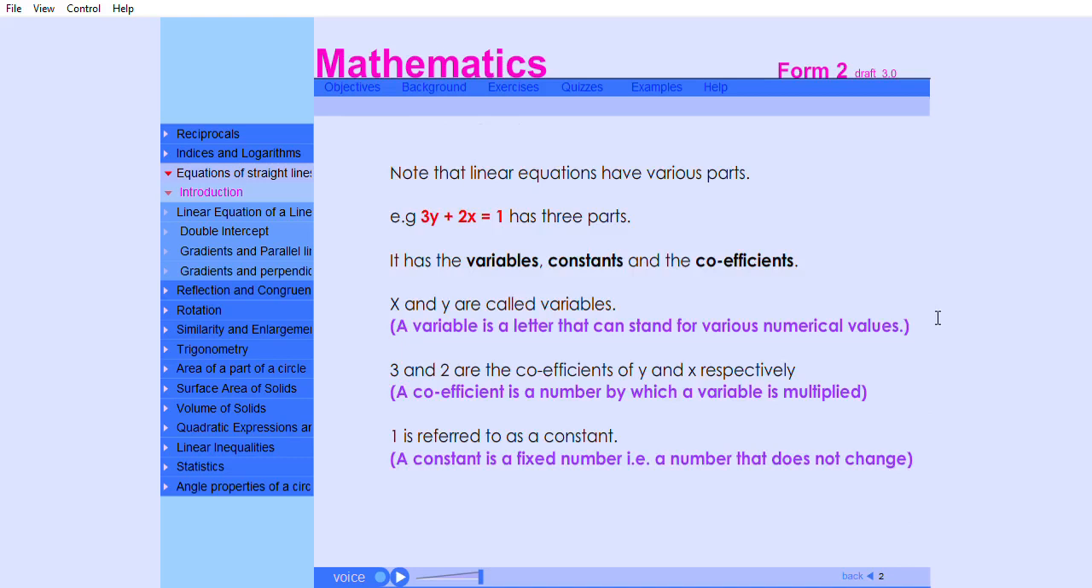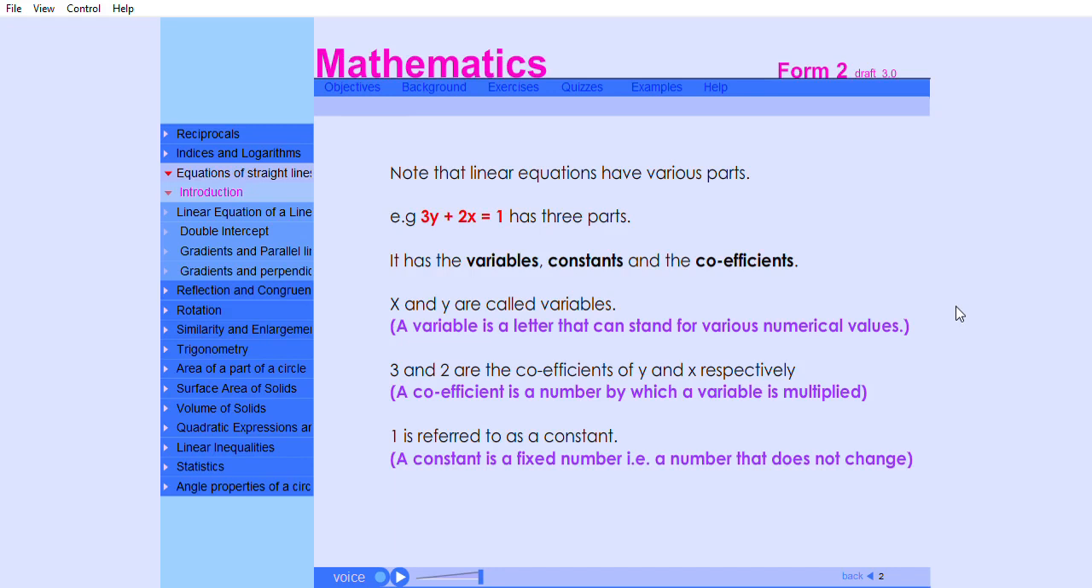Note that linear equations have various parts. For example, 3y plus 2x is equal to 1 has 3 parts. It has the variables, constants, and the coefficients. X and y are called variables. A variable is a letter that can stand for various numerical values.